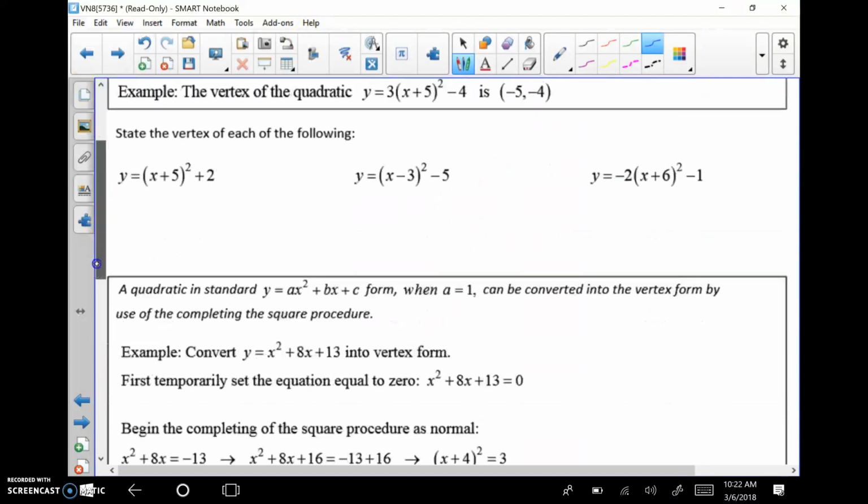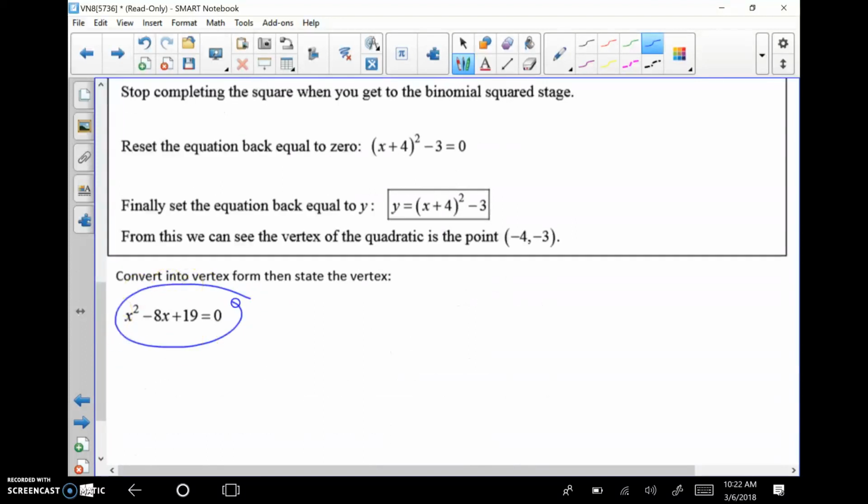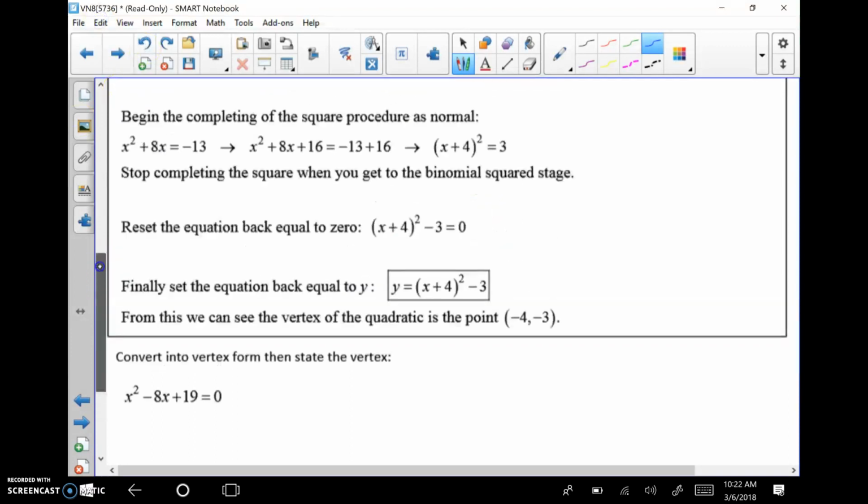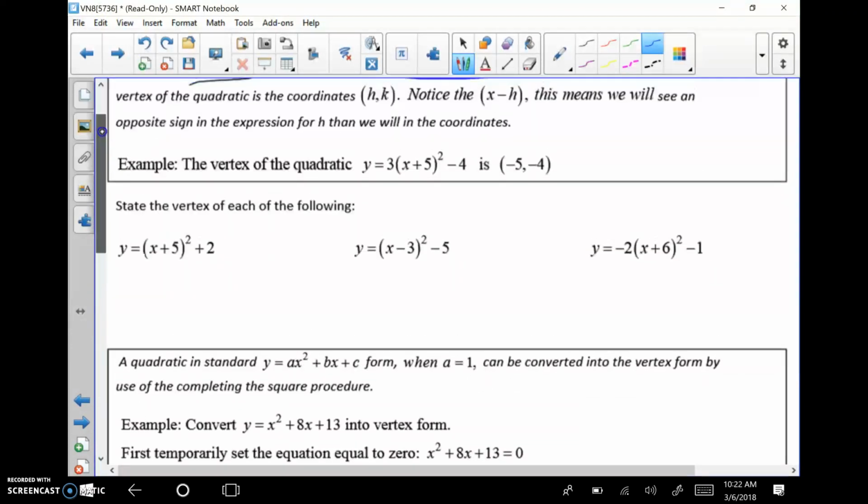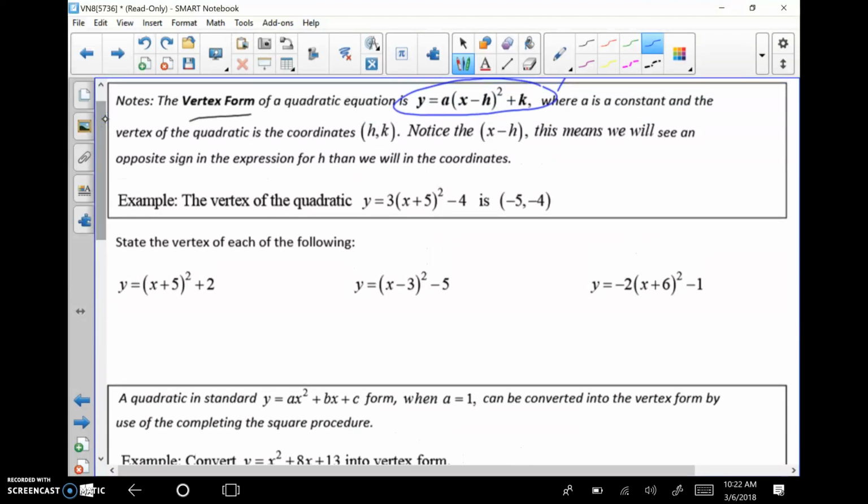For example, you're used to looking at quadratics like this. Well, in vertex form, quadratics look like this. And the reason why it's called vertex form is you could just look at it and tell what the vertex is, using this, for example, down here. I also often refer to it as transformation form.